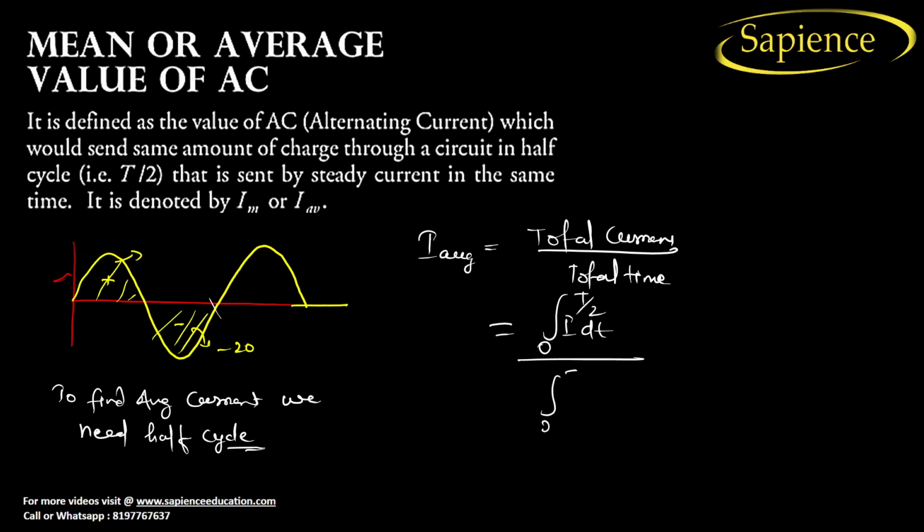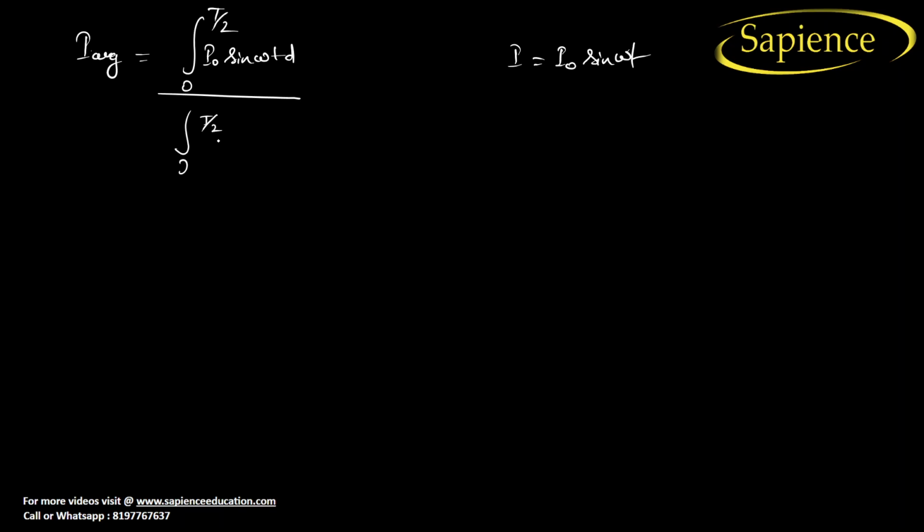Total time 0 to T by 2 and dt. Okay, so finally what we will get in the next slide: I average is equal to the integration from 0 to T by 2 of I naught sine omega t dt. Why I naught sine omega t? Because the instantaneous current is variable, so our current will be in the form of I naught sine omega t, divided by the integration from 0 to T by 2 of dt.